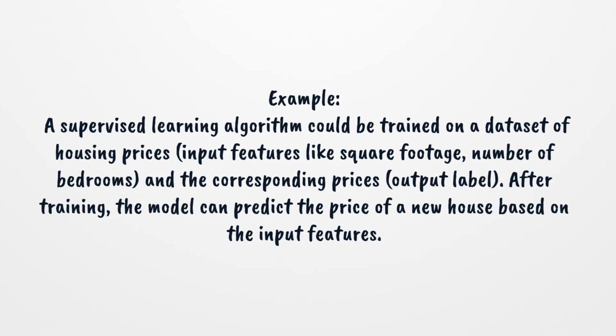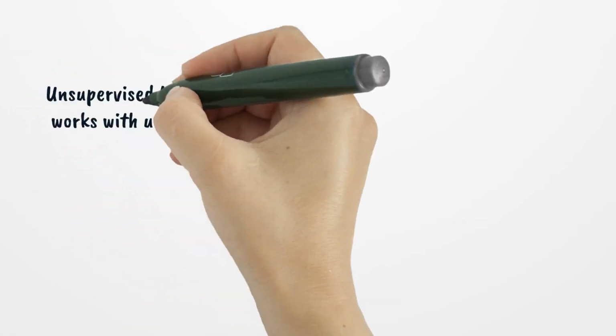Example. A supervised learning algorithm could be trained on a dataset of housing prices, input features like square footage, number of bedrooms, and the corresponding prices, output label. After training, the model can predict the price of a new house based on the input features.